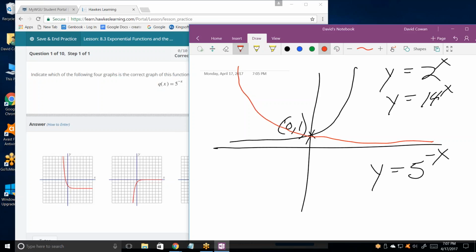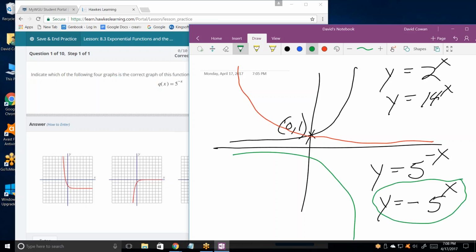Now, there's two different reflections you can have. If I had y equals minus 5 to the x, that's a vertical reflection. That would look like that. In other words, this is a reflection over the x-axis. This is a reflection over the y-axis, and that's why it looks like the red. You with me?